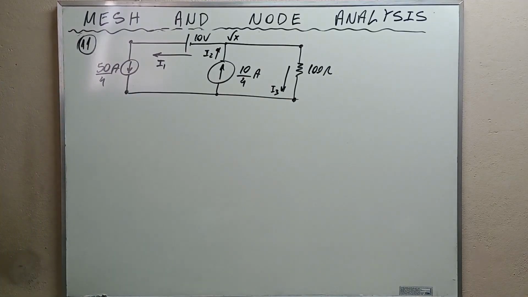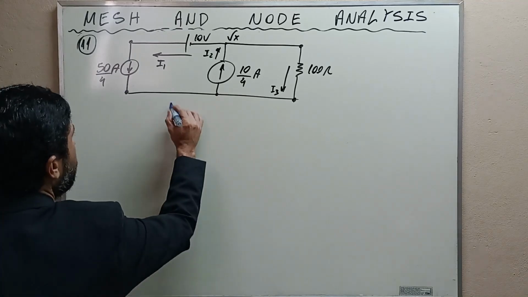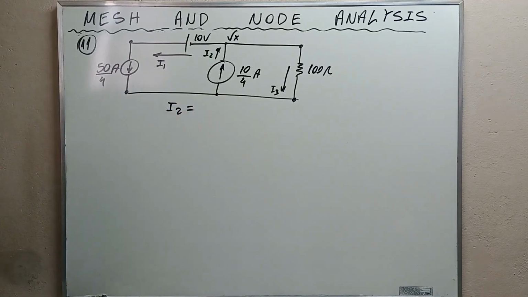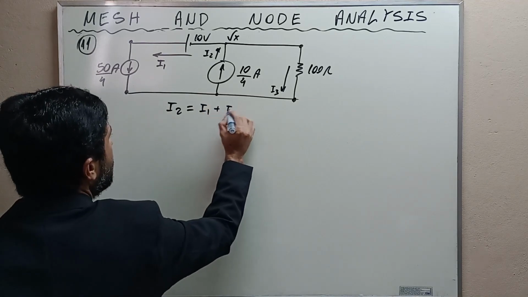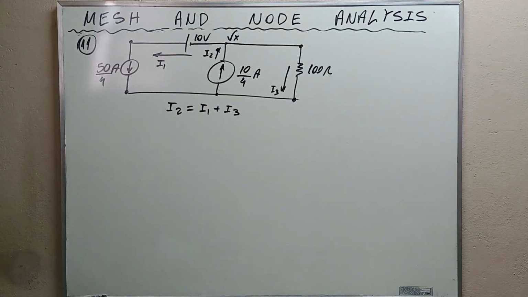And applying the node rule at node X, we have to remember that the sum of the currents that enter a node has to be equal to the sum of the currents that leave the node. Alright? And what is the current that is entering the node? It is I2. And what are the currents that leave the node? They are I1 and I3. Okay, my friends?